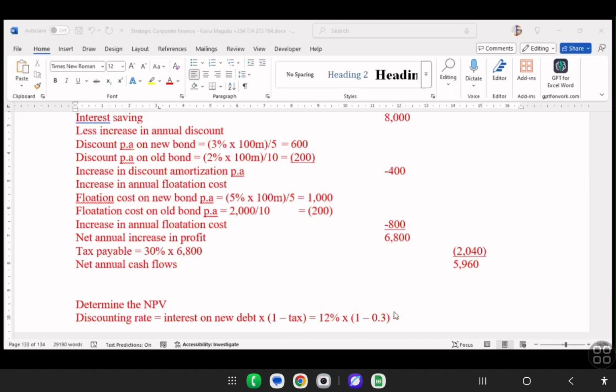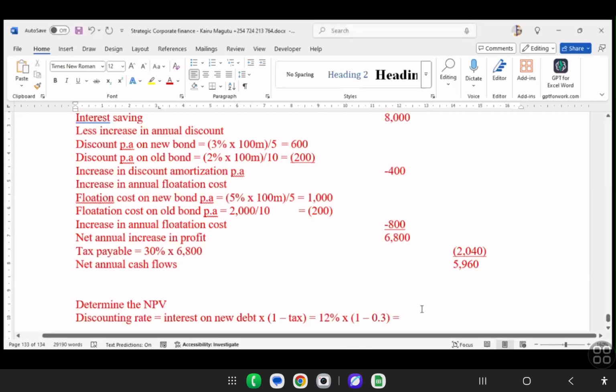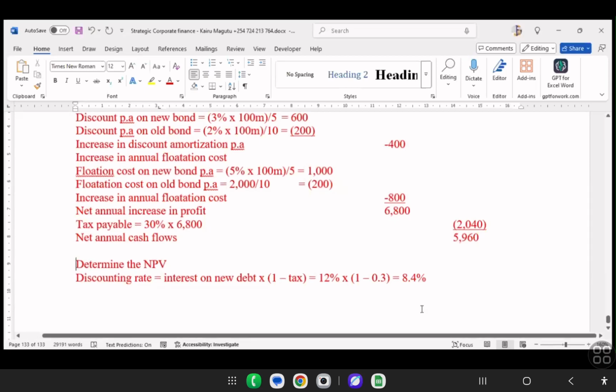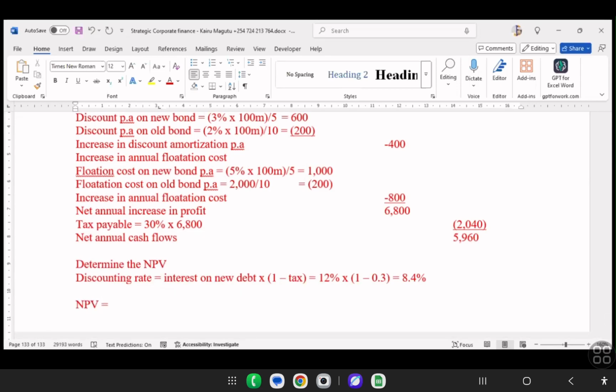How much is it? How much is 1 from our computation? 8.4%. I'll go by 8.4% because that is the one that I can justify, and that is the principle of refinancing. The other one, we are not told where it came from. So we say that NPV is equal to 5960 million. We multiply by the discounting factor, present value annuity factor, 5 years.